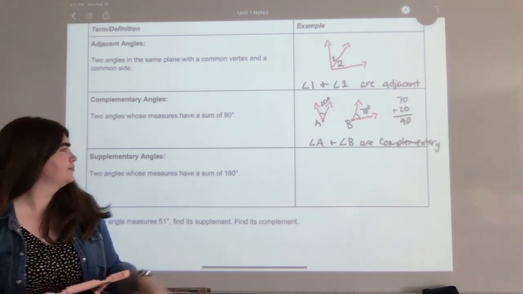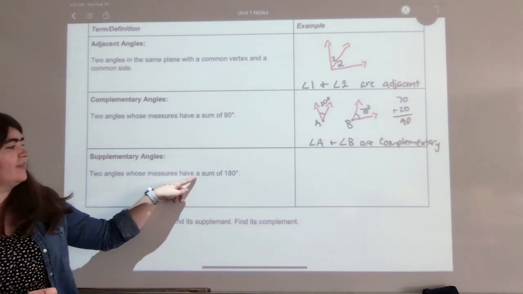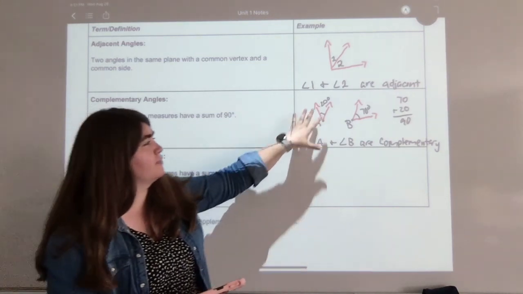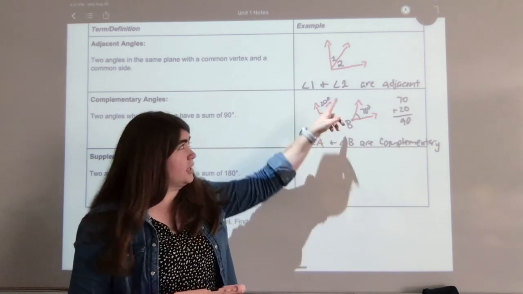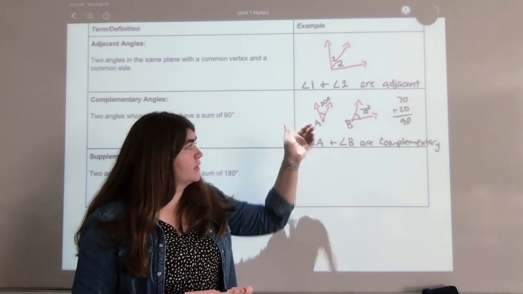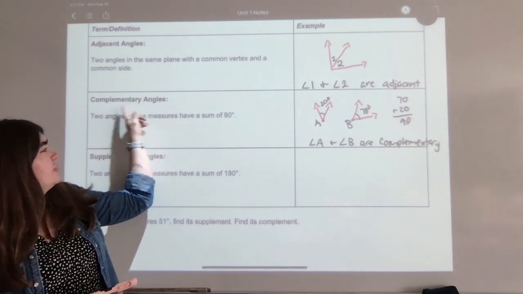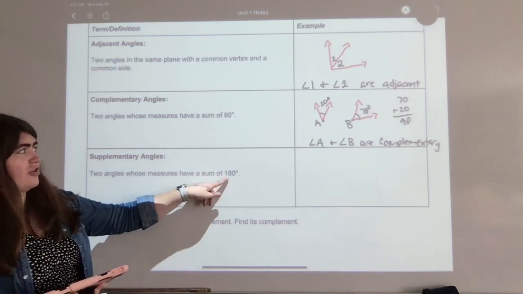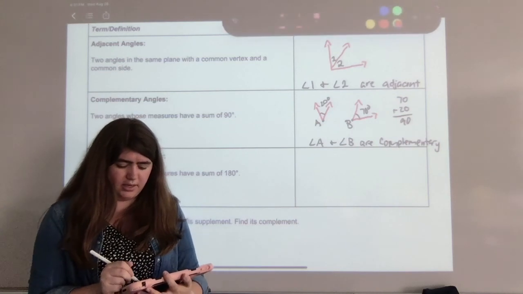All right. Next, I have supplementary angles. Supplementary angles are two angles whose measures have a sum of 180 degrees. Just like the previous example with complementary angles, they can be separate or they could be together. I'm going to draw them separate again. Notice the difference. Complementary, 90 degrees. Supplementary, 180 degrees. So our two angles should add up to 180 degrees.